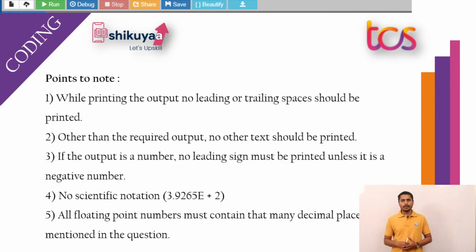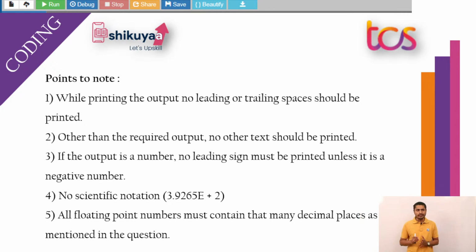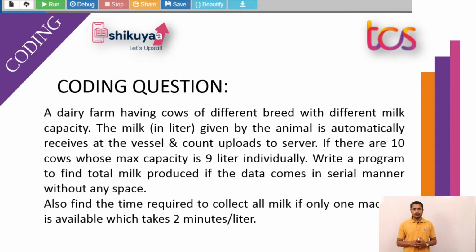These are some points to note. While printing the output, no leading or trailing spaces. Other than the required output, no other text should be printed. If the output is a number, no leading sign must be printed unless it is a negative number. And no scientific notations. All floating numbers should contain as many decimal places as mentioned in the question. Okay, so we'll go on to today's coding question.